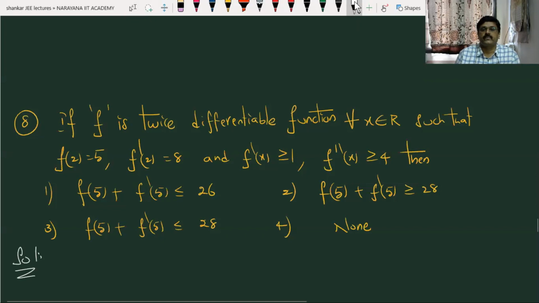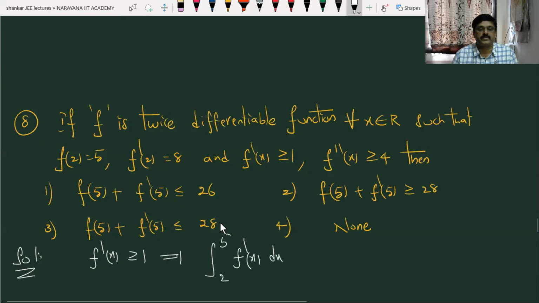First of all, f dash x is greater than or equal to 1. Now let us integrate on both sides between the limits 2 and 5 because the data is available there. Okay, students, so I am going to integrate like that. So what is happening there? Carefully you observe. Integral 2 to 5 f dash x dx is greater than or equal to integral 2 to 5 1 dx.